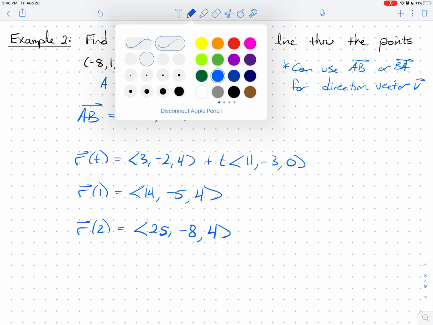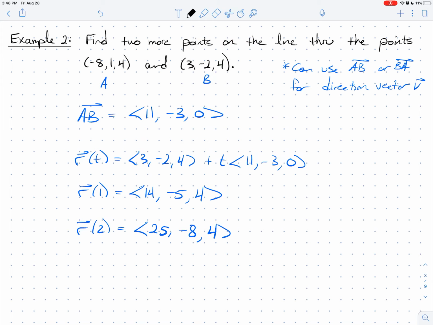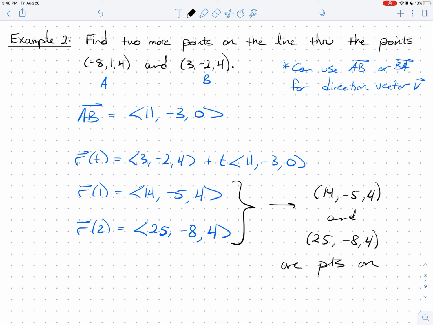The point is, we were asked to find 2 more points on the line. As I've written it, these are technically vectors, so I'm going to say the point 14, negative 5, 4, and the point 25, negative 8, 4 are points on the line. I need you to realize that there are lots of other points on this line. You might have gotten some different ones. That's perfectly fine. We were just asked to find 2 more, and we did.